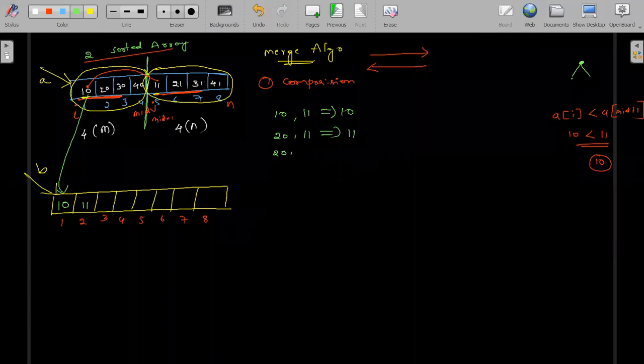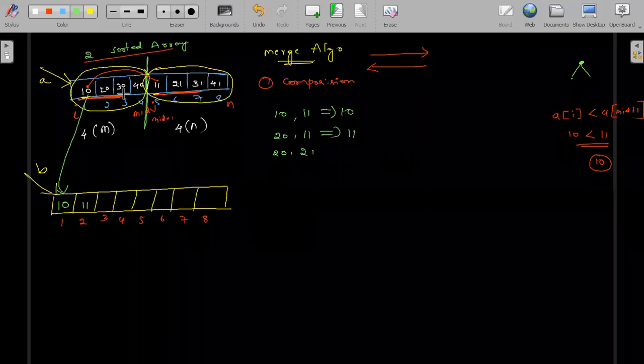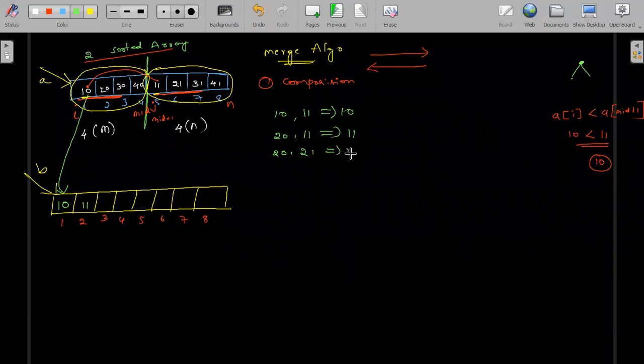20, 21. Understanding everyone? 20, 21 it is going to compare. Now you check it. Which is the least one? 20 is the least. Okay, it will come here. Correct or not? This is also over.